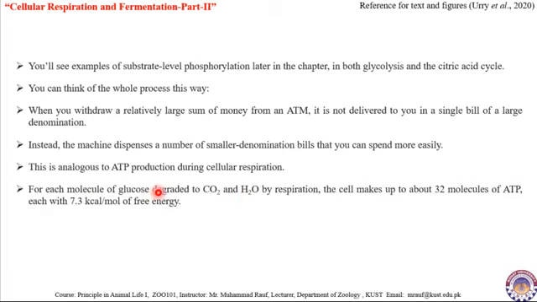For each molecule of glucose degraded to carbon dioxide and water by respiration, the cell makes up to about 32 molecules of ATP, each with 7.3 kilocalories per mole of free energy. So each molecule of ATP carries that much energy. So if you want to calculate the amount of energy produced in kilocalories per mole from a single glucose molecule, then you multiply this with 32.